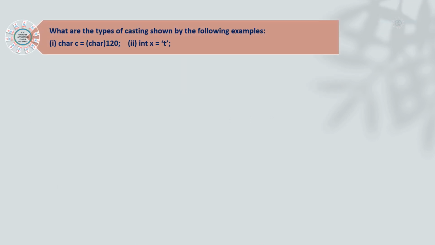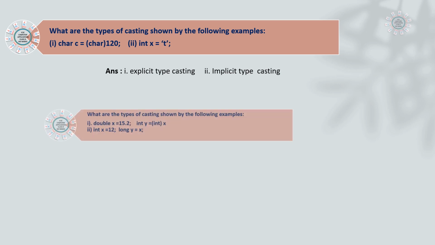And now coming to typecast questions. char c is equal to (char) 120. Here we can see (char), that means typecast 120. Whenever a bracket is coming, just think it is explicit, and int x is equal to t is implicit. So what is the type of casting? Explicit and implicit. Small to big is implicit, and big to small is explicit. And in explicit, typecast brackets will be there. So be careful about the answers.